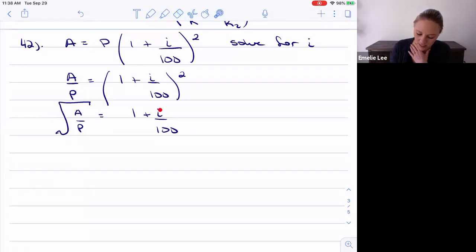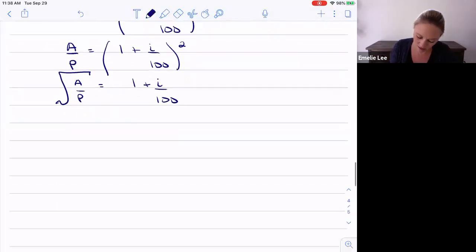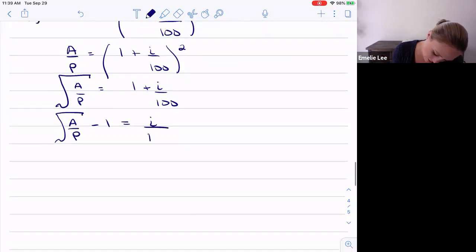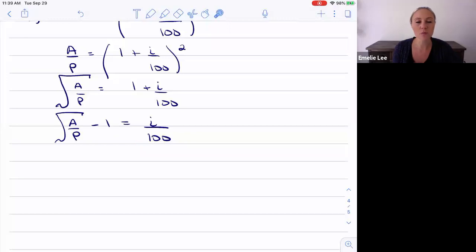So trying to get I on its own still, I would have to subtract 1 from both sides. So I've got the square root of A over P minus 1 is I over 100. Finally, to solve for I, I have to multiply both sides by 100, just being really careful that you're multiplying this whole thing by 100.